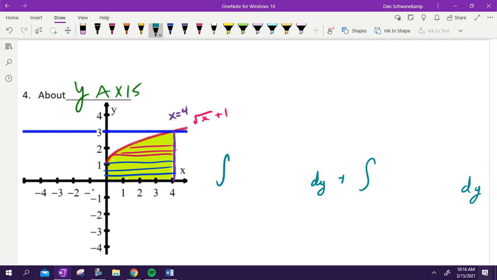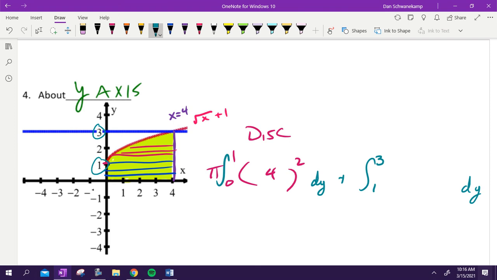Is this a disk or a washer problem? Both, because initially there's no space, so this is a disk. So this is just pi r squared. What's my radius going to be on the first one? 4, because it's 4 minus 0. My radius is just 4. From 0 to 1 is when that happens. Those are my y values. Everybody with me to that point? Yeah. Then we do my second one. My second one goes from 1 until 3.